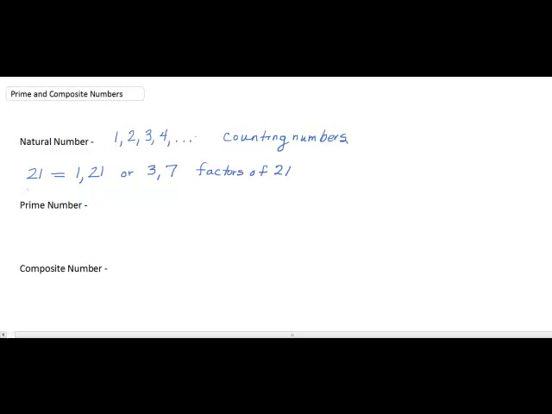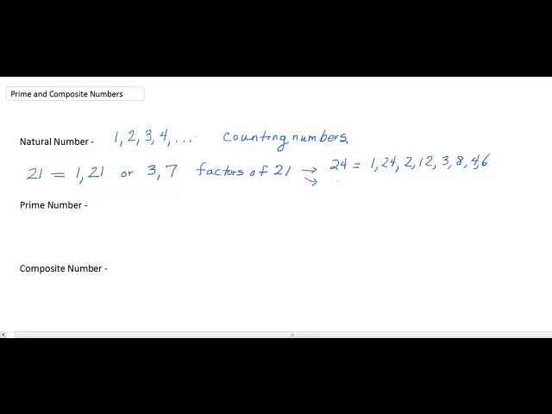Let's look at another number. Let's look at, well, how about 24? What are the factors of 24? Well, we know 1 and 24. 1 times 24 is 24. 2 times 12 is 24. 3 times 8 is 24. And 4 times 6. So all of these are factors of 24.